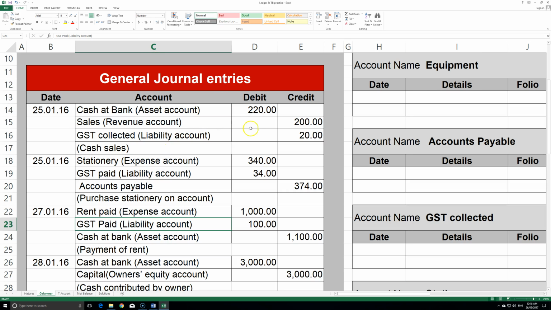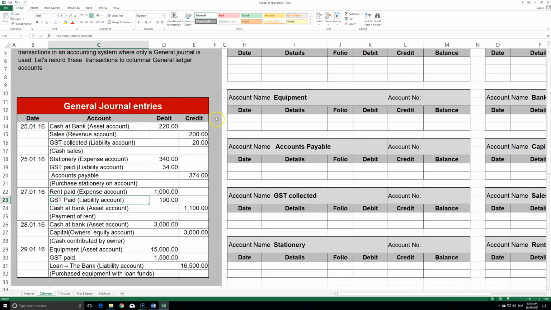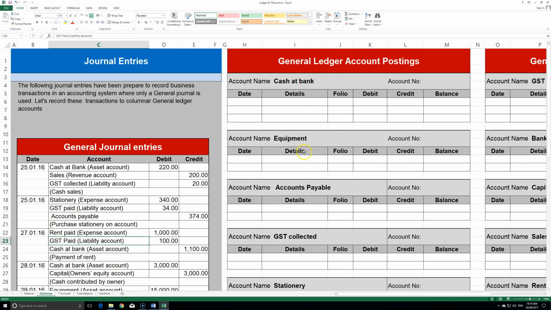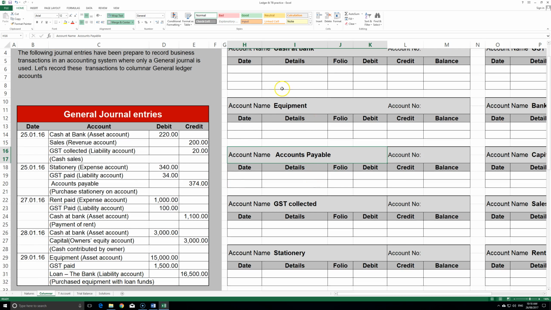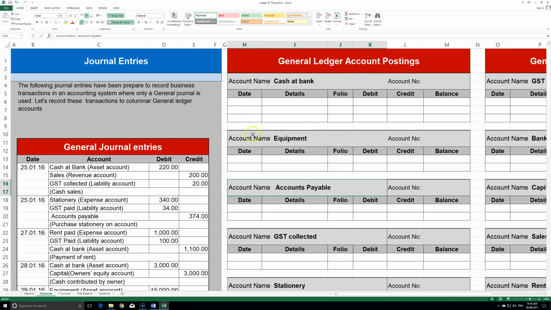Alright, now the next thing we're going to discuss is the point of a ledger. If I zoom out a little bit on this document, we'll see general ledgers over to the side here. Each general ledger has an account name up the top, so cash at bank, equipment, accounts payable, so on. And the aim of a general ledger is to summarize all the transactions within that particular account.